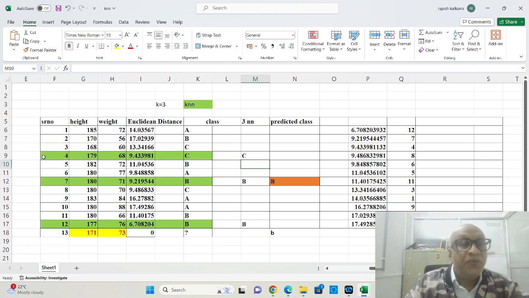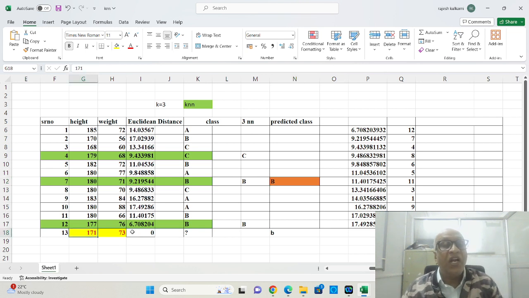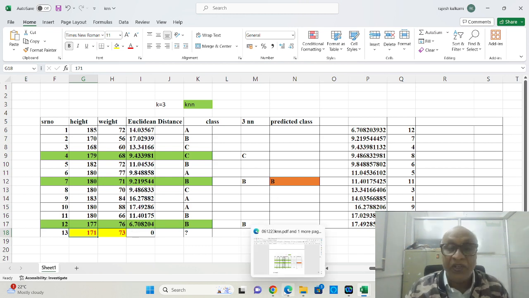Okay, popped up. Similarly, the 7th instance is this with the Euclidean distance 9.21 and the class is B. Now the 12th instance has Euclidean distance 6.70. The class is B. So what is the value of K? 3. Now we have 3 classes popped up: C, B, B. Which is more frequent? B. As B is more frequent, the predicted class of this row consisting of height 171 and weight 73 will be treated as B. As simple as that.